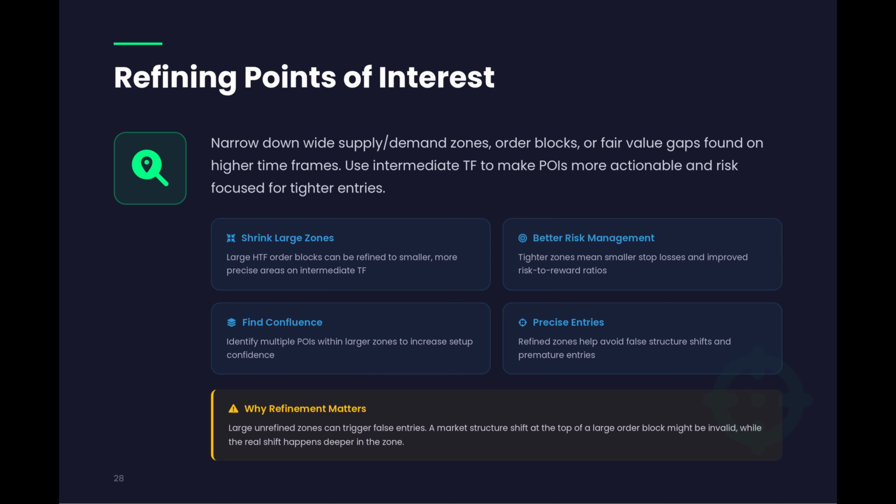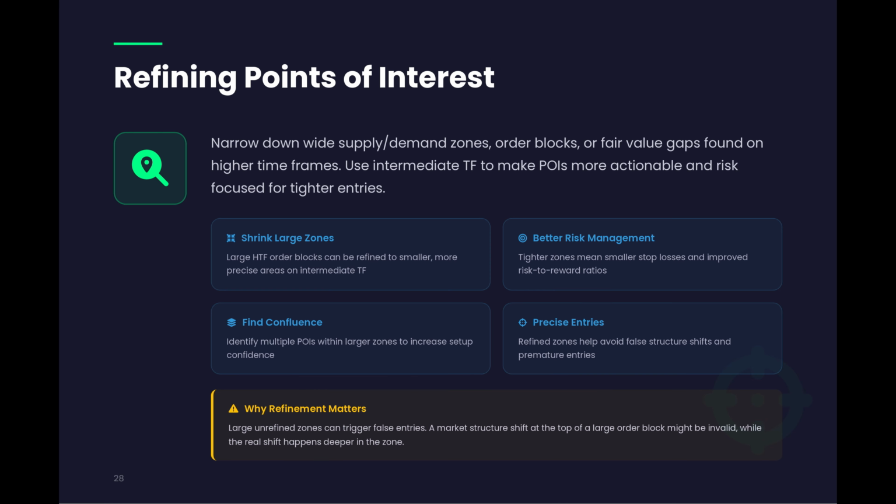Excellent. We've now arrived at section 6, intermediate time frame analysis. And we're beginning with what I consider absolutely essential, refining your points of interest. Now, you've already done the heavy lifting on your higher time frame, haven't you? You've identified the overall trend, marked out your major points of interest, perhaps order blocks, fair value gaps, supply and demand zones. Brilliant! But here's the thing. Many of these zones can be rather large, can't they? And trading from an excessively large zone can be problematic. Let me explain why refinement is so crucial.